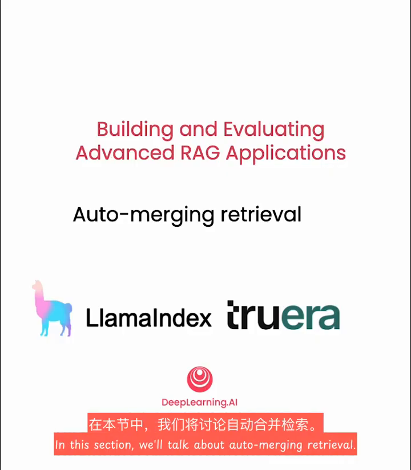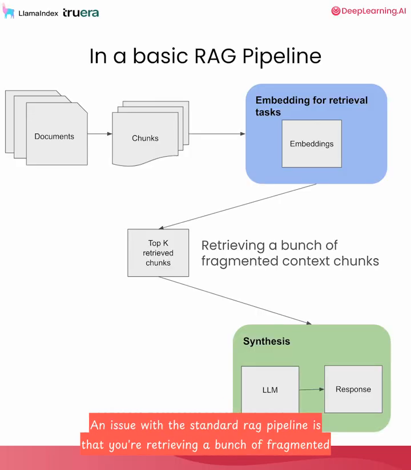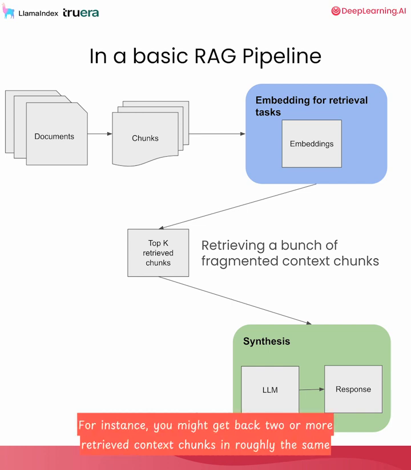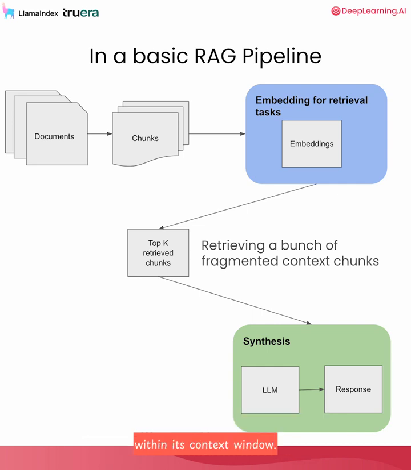In this section, we'll talk about auto-merging retrieval. An issue with the standard RAG pipeline is that you're retrieving a bunch of fragmented context chunks to put into the LLM context window, and the fragmentation is worse the smaller your chunk size. For instance, you might get back 2 or more retrieved context chunks in roughly the same section, but there's actually no guarantees on the ordering of these chunks. This can potentially hamper the LLM's ability to synthesize over this retrieved context within its context window.